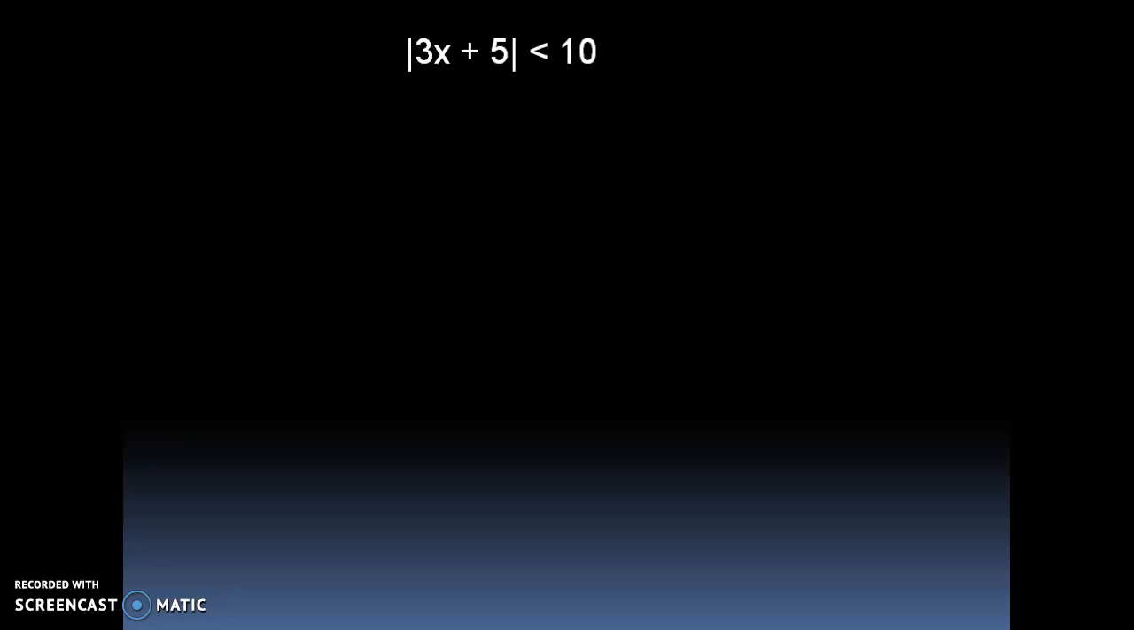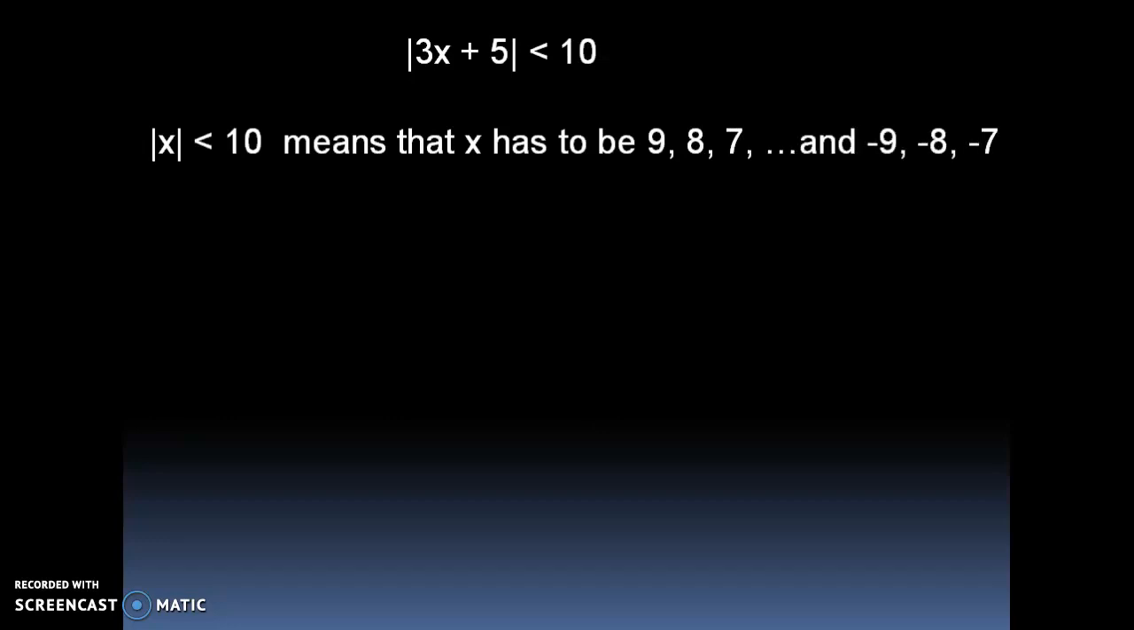Let's try one with less than. Again, if we were to think about x just strictly, the absolute value of x is less than 10, that means that it has to be 8, 9, 8, 7, and also it's got to be greater than negative 10. So we've got to get those negative values.